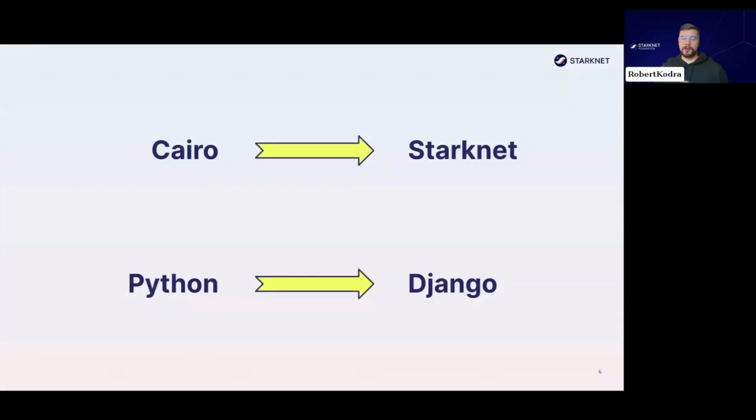Okay, so I would like to make an analogy here to better understand the relationship between Cairo and StarkNet. If you think about Python and Django, Python is a general programming language that you can write scripts with, and you can write anything that you want. Now, Django is a specialized set of libraries that allows you to create websites together with Python. The same analogy goes for Cairo and StarkNet. Cairo is a general programming language that allows you to create provable programs.